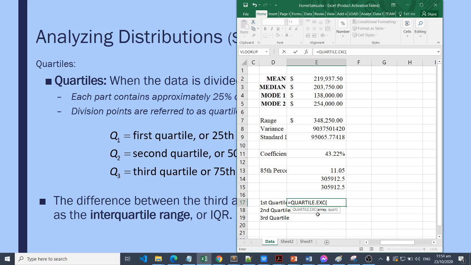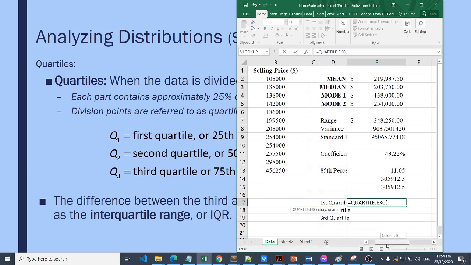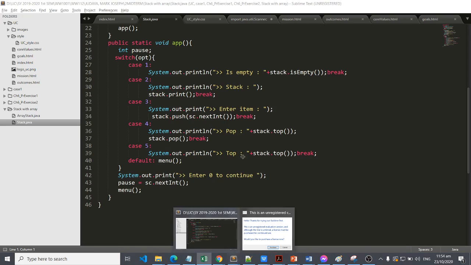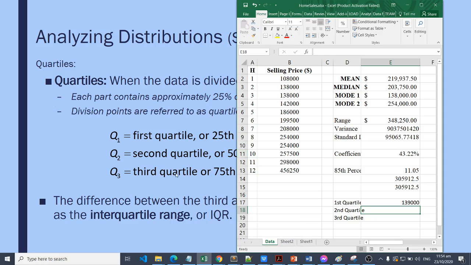Okay, so the data set, we have here the arranged data of 12 observations. For the first quartile, we have to choose 1. We have 2 for the median, and 3 is for the third quartile. So we have here 139,000.